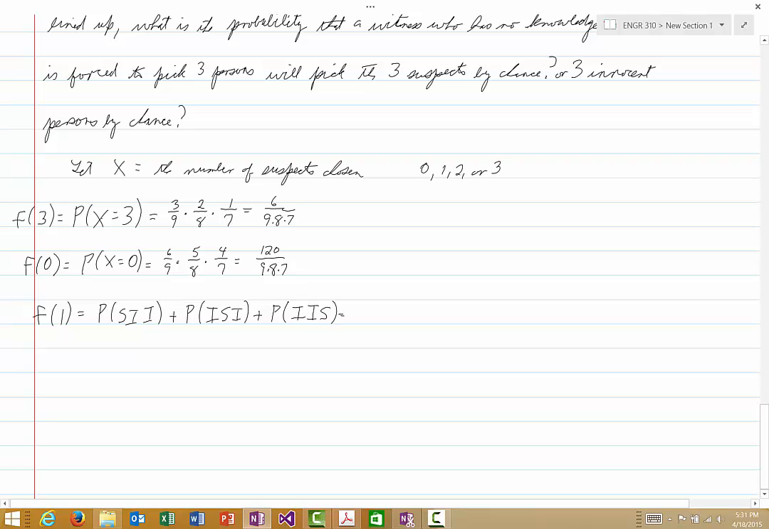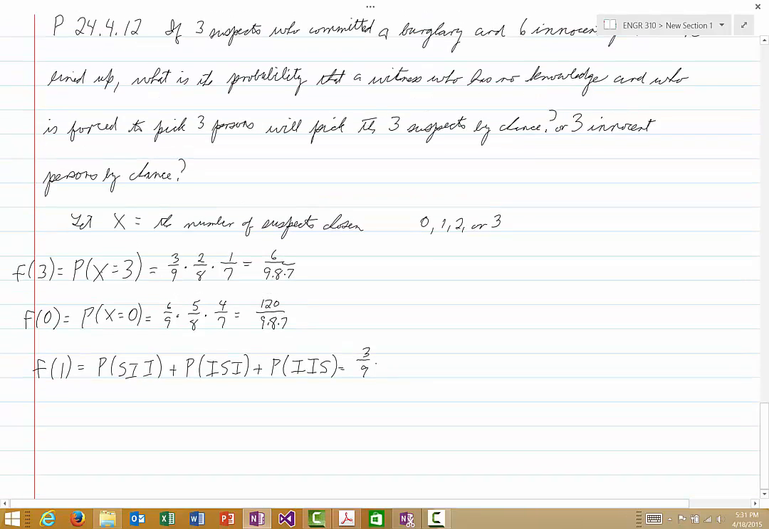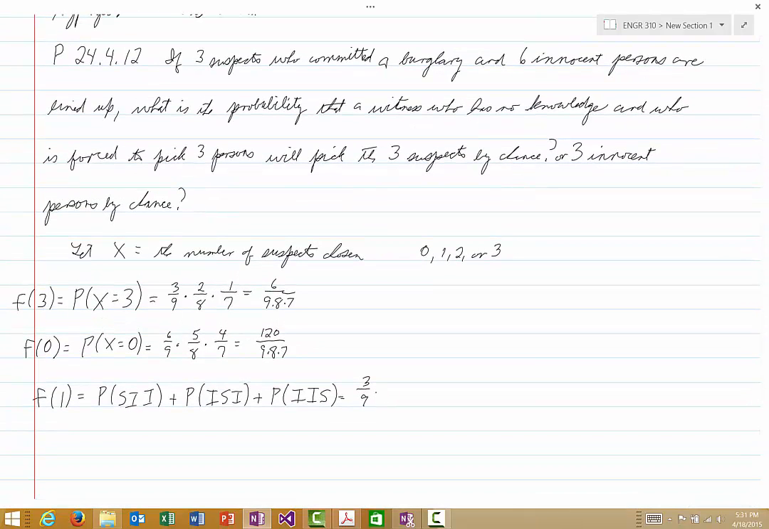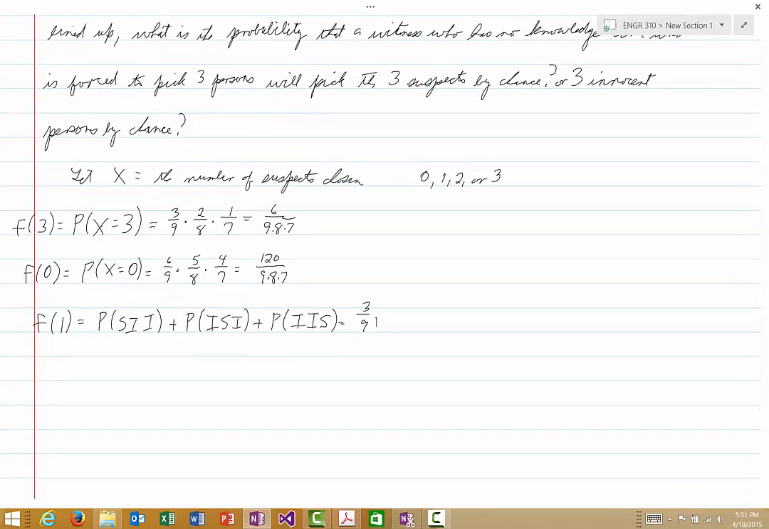And let's calculate those three probabilities. So the probability of suspect, innocent, innocent: the probability that the first one is suspect, as we've already said, is 3 out of 9. And then the probability that the next one would be innocent: there are 6 innocent people out of 8 remaining, so we would have 6 out of 8. And then the next one would also be innocent, which would be 5 out of 7.